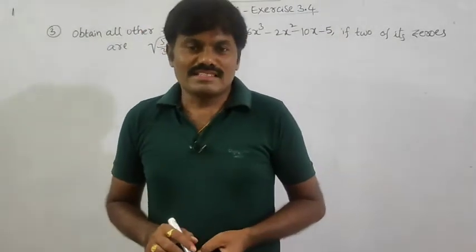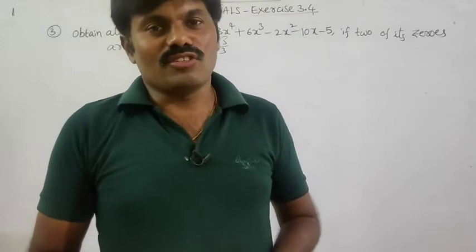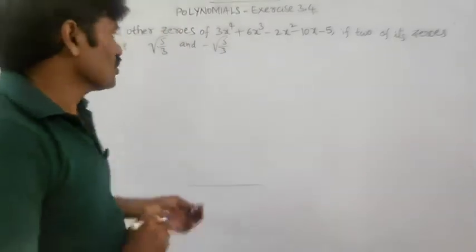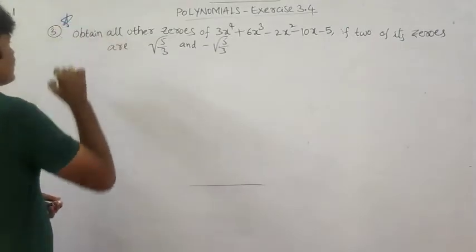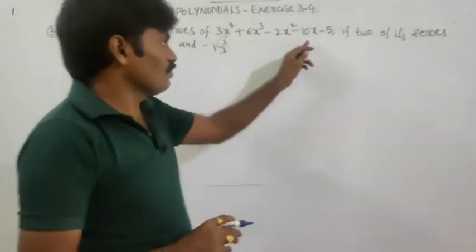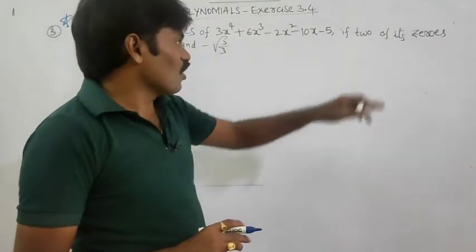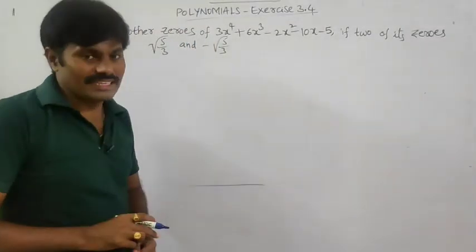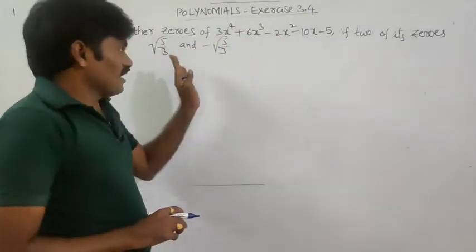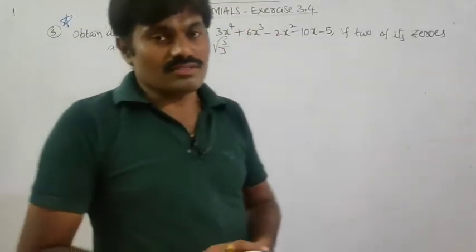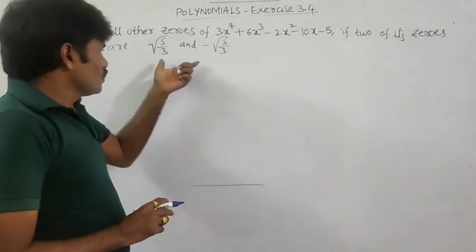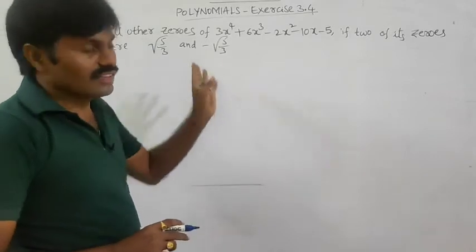As we are going to discuss polynomials exercise 3.4, in this third question, which is most important for board exam, obtain all the other zeros of the given polynomial if two of its zeros are square root of 5 by 3 and minus square root of 5 by 3. See my dear children, like this problem they have given an example also. Two zeros are given here, we have to find the other zeros.